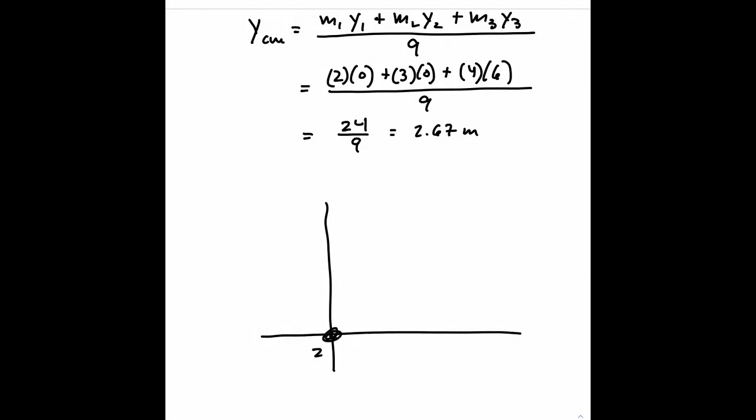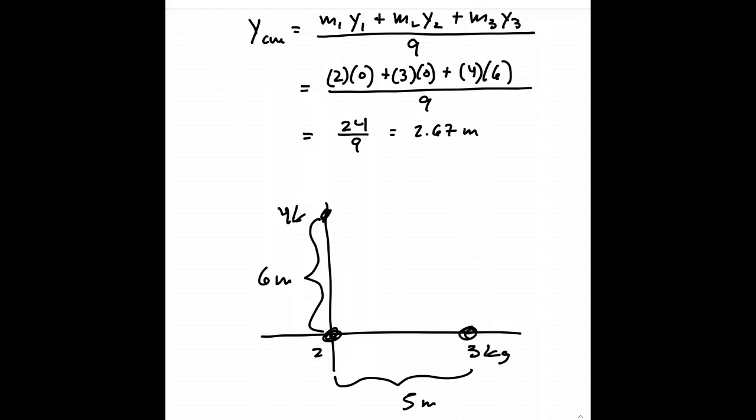Two kilograms at the origin, 3 kilograms located 5 meters away, and 4 kilograms located 6 meters away. So the location of the center of mass of this system was over 1.67 units and up 2.67 units. So the center of mass of our system is right there at X marks the spot.